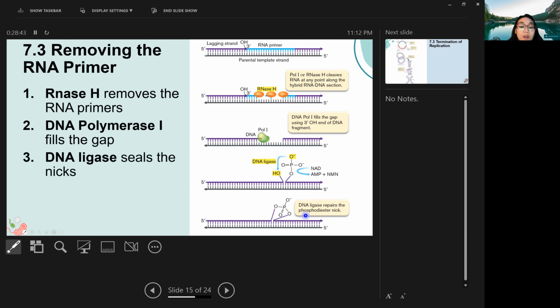And so then we have a third enzyme, DNA ligase, which comes and repairs this nick, which is a small little cut in the DNA. DNA ligase seals the nick, and so now it's a continuous piece of DNA. All right, so that's all that's happening during DNA replication.